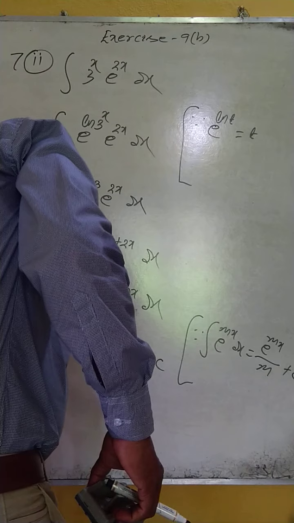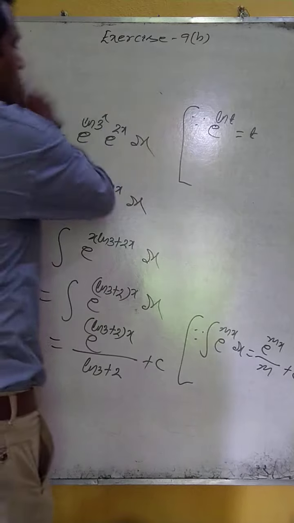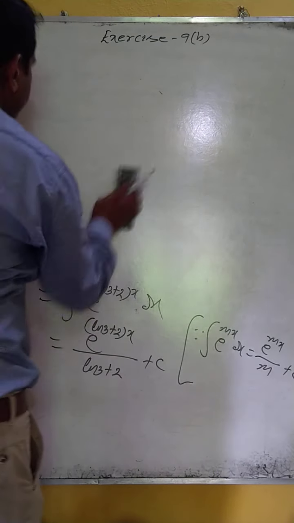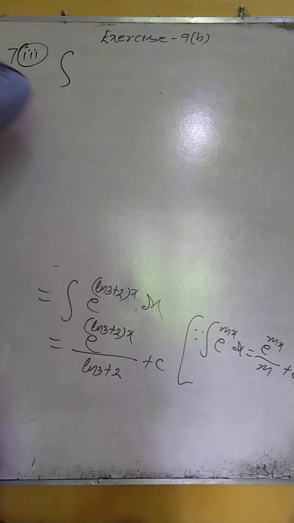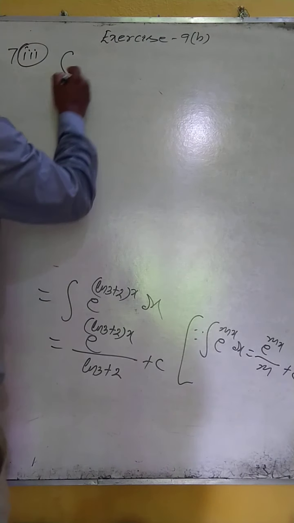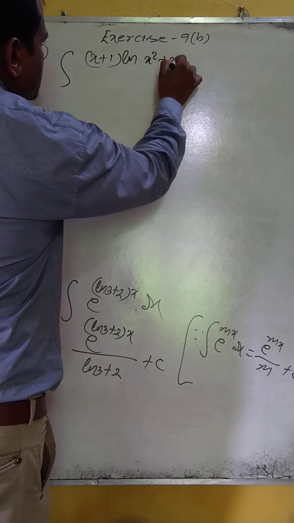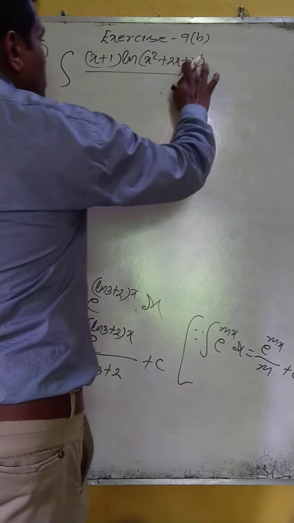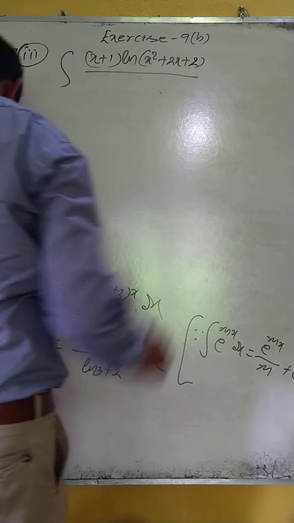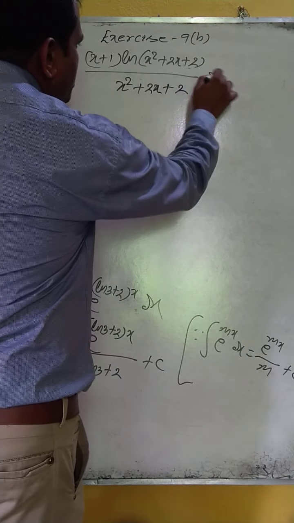Next, we discuss another problem, number 7, triple I: the integral of x plus 1 times ln of x square plus 2x plus 2, divided by x square plus 2x plus 2, dx.